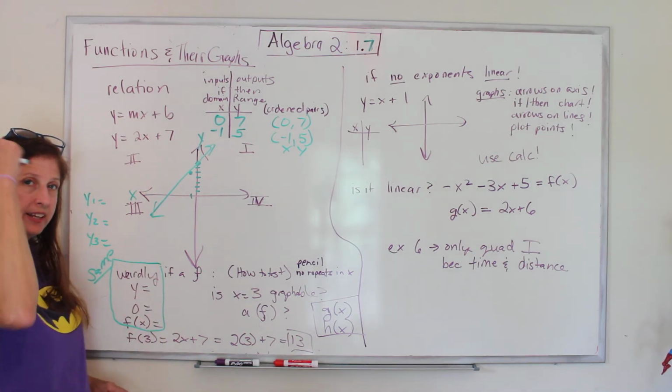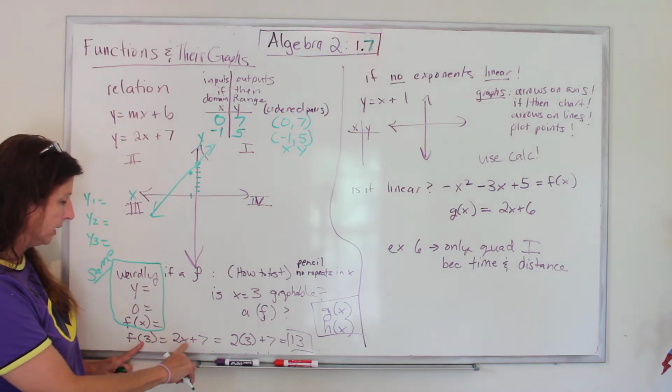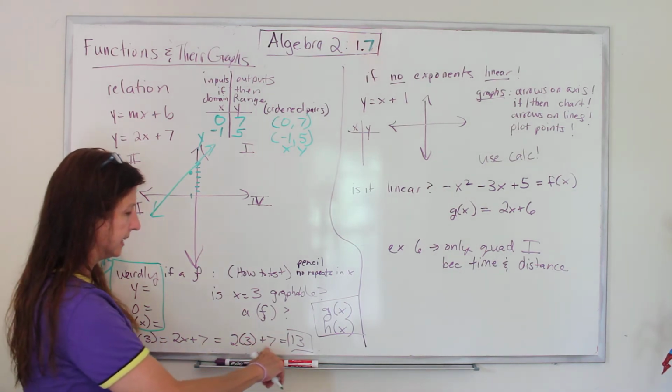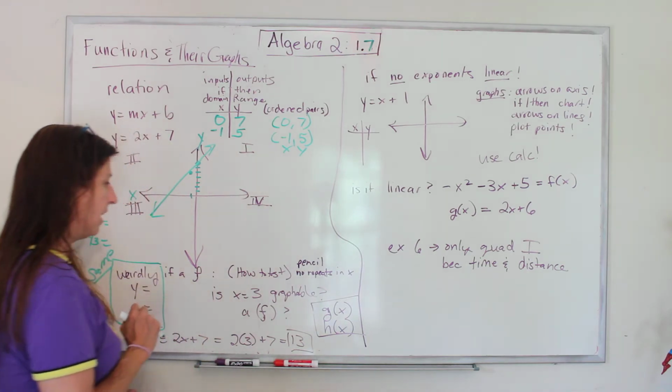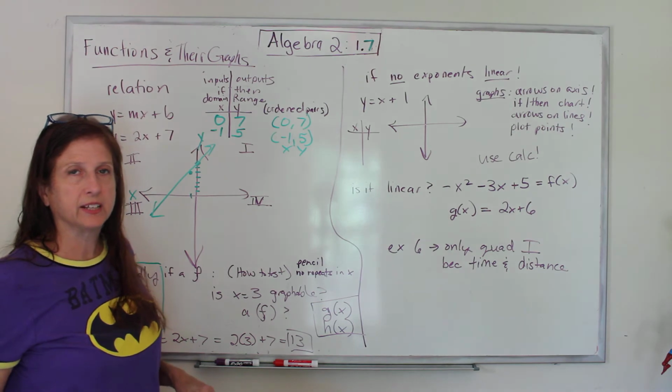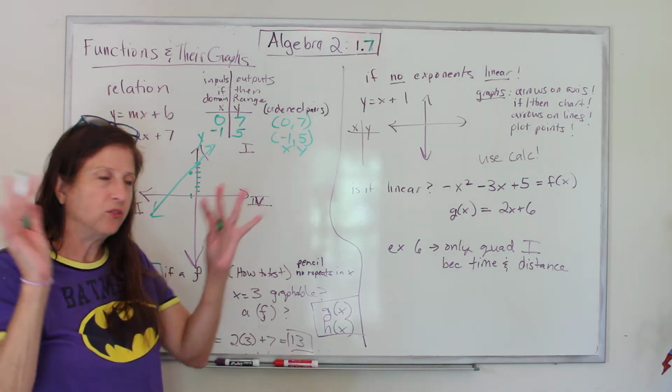These songs help us get it in our memory. And where the X was, we put a 3. 2 times 3 is 6, plus 7 is 13. All right. Oh, now, how do you know if it's a special? If it gets that special title, function?